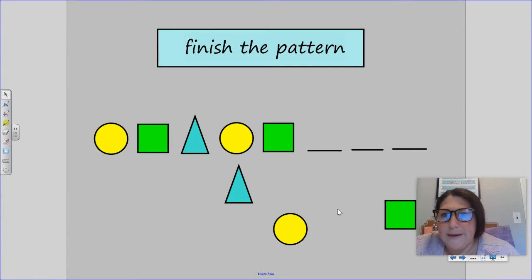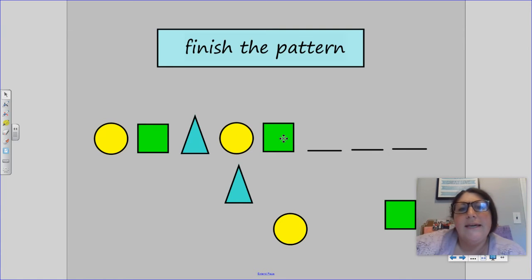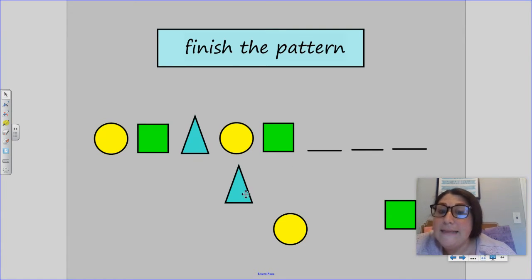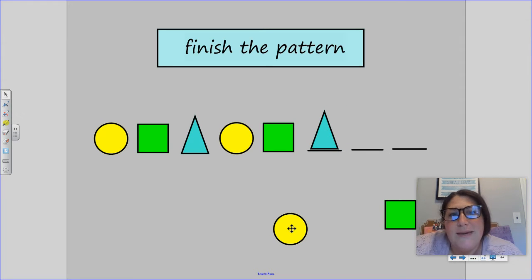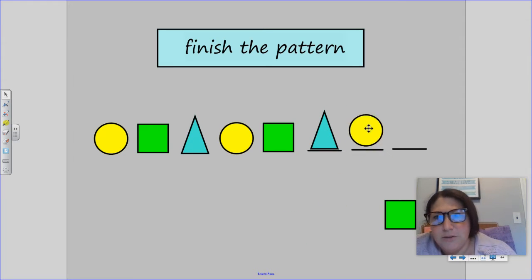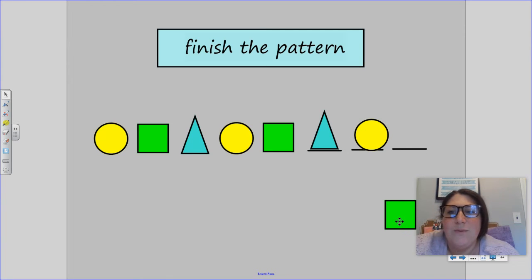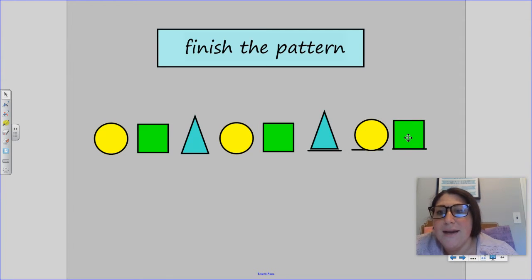Let's check this one out. Yellow circle, blue, green square, blue triangle, yellow circle, green square. Next is the blue triangle. Good job. Then we have the yellow circle. And finally, we have the green square.